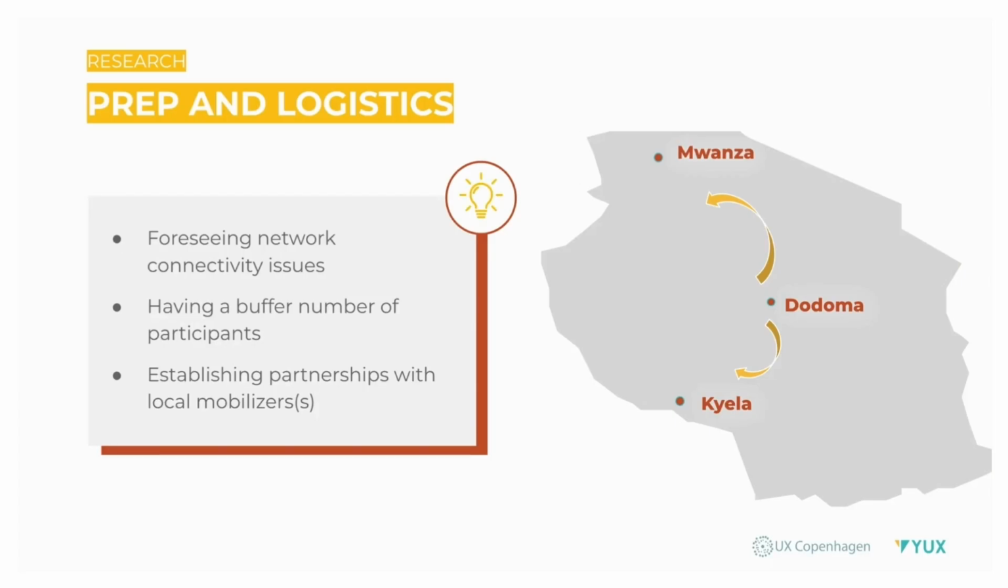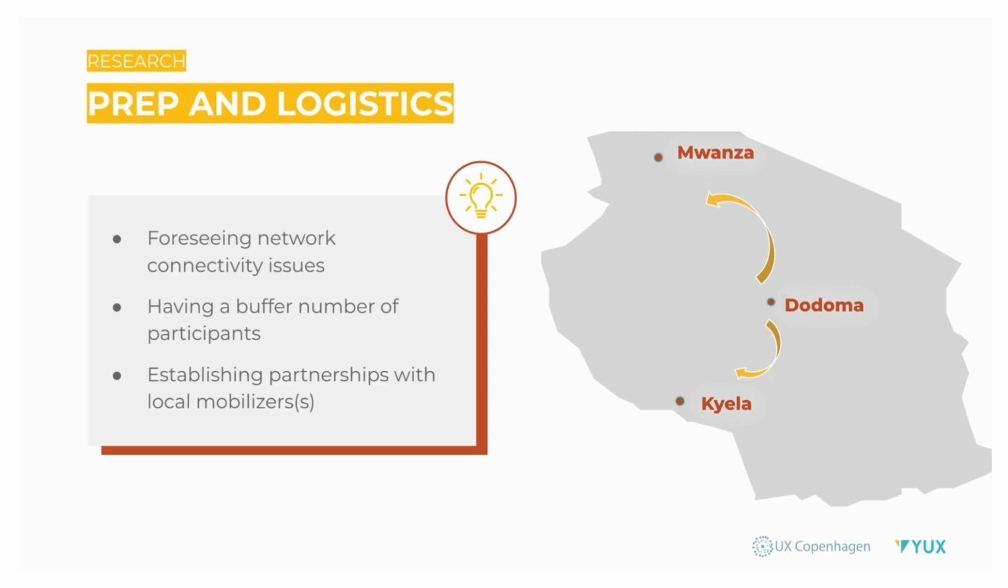In terms of research prep and logistics, I acknowledge that for every type of research in different contexts, research prep and participant recruitment can be challenging, sometimes even a headache. Also, sometimes participants don't show up for one reason or the other. Therefore, there's a need to have a buffer number of participants to ensure the goals of the research are met. In this particular project, some of our initially scheduled farmers did not show up, right?